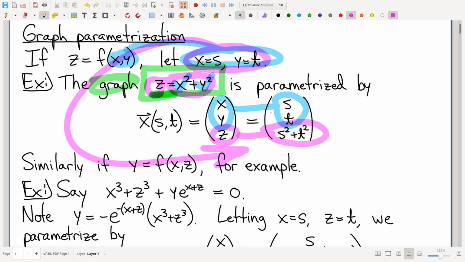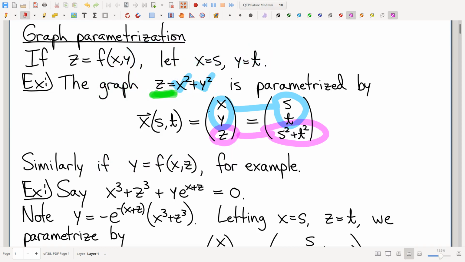Everybody see the little pattern there? Nothing to it. Very algorithmic. This will parameterize any graph. It's super easy to know when you can do this because, again, the condition is just that it is a graph, that one of the variables is a function of the others. So this is a fantastically convenient and super powerful surface parameterization method because, again, easy to identify when you can use it and easy to implement it.